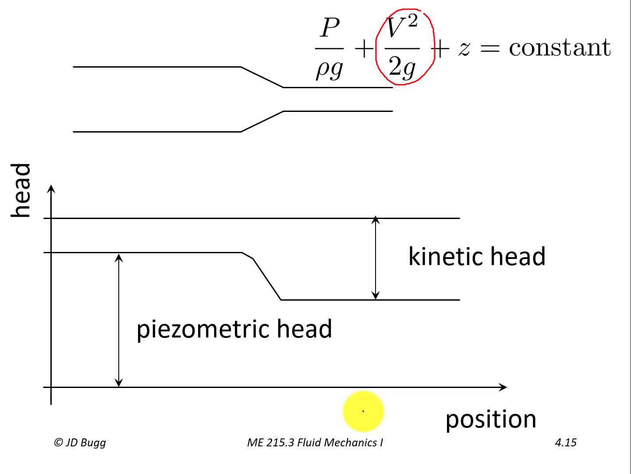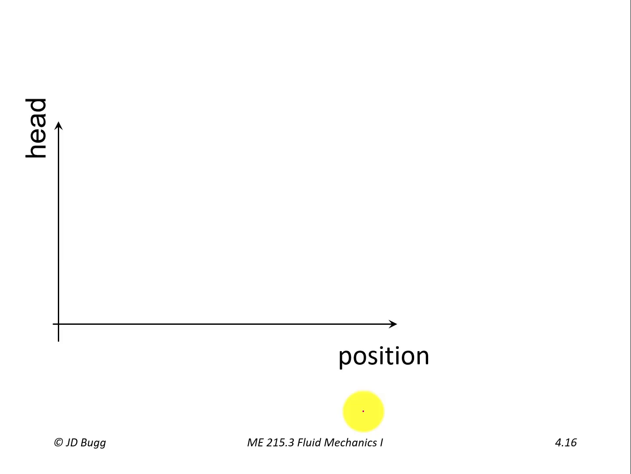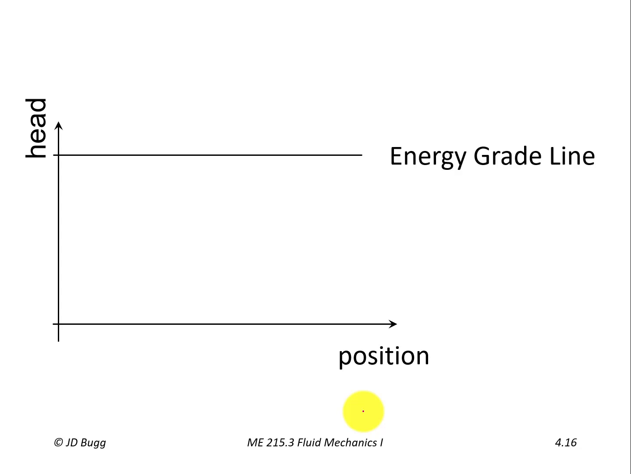So these lines that we've been plotting here have specific names. The first one that plots the total head as a function of position is called the energy grade line. Now remember, the word energy is being used here because that's essentially the total energy in the flow. We'll see why it's called a grade line in a little while, so don't worry about that part of it just yet. This is a plot of total energy, so it's called the energy grade line.